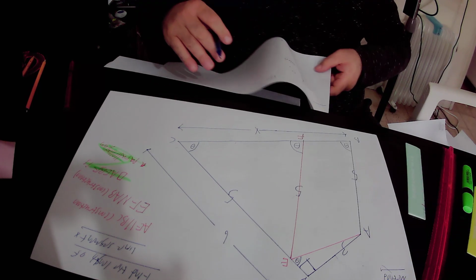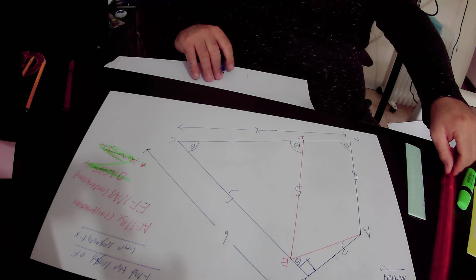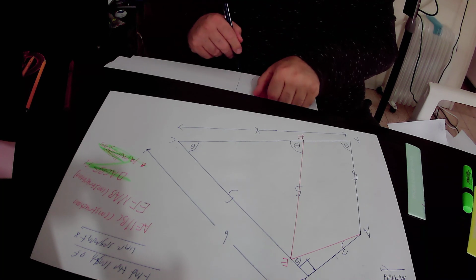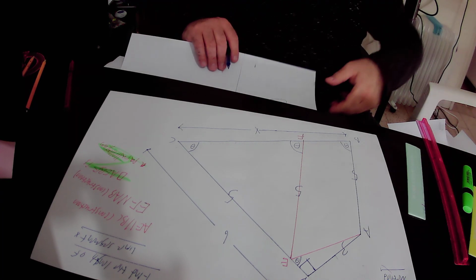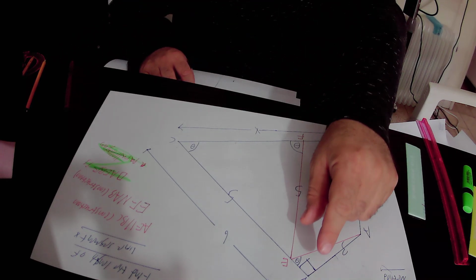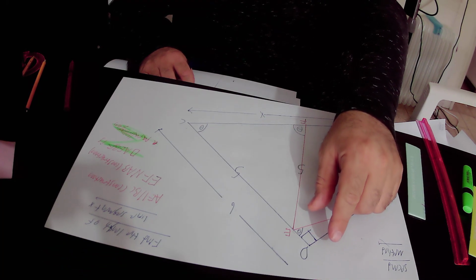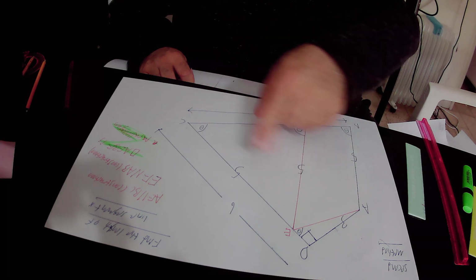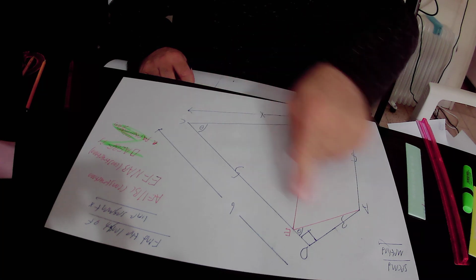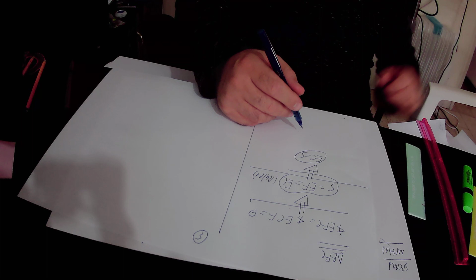In the next step, we will find out the length of the small line segment DE. From the drawing, it is very easy to see that DE equals DC minus EC. Again, DE equals DC minus EC.